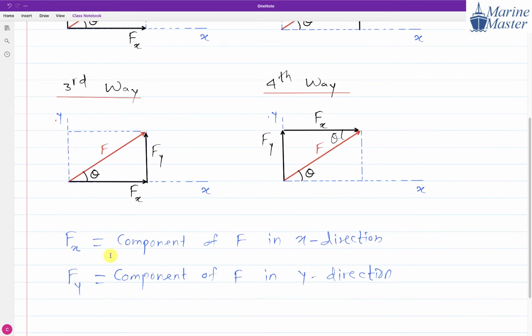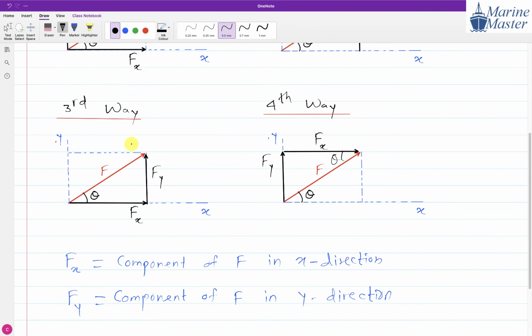Now write down this one, Fx and Fy. This is Fx, component of F in X direction, and Fy, component of F in Y direction. One important thing, don't draw the figure randomly. Take a proper scale. Proper scale means use a ruler to draw the things properly. Now just observe.